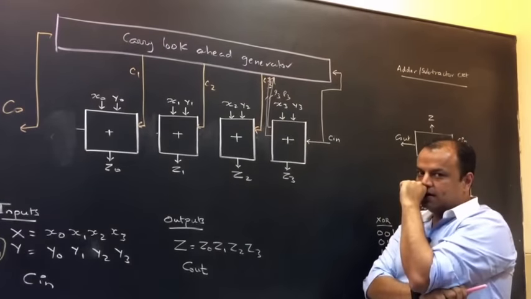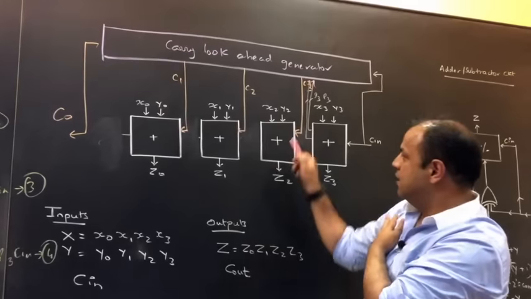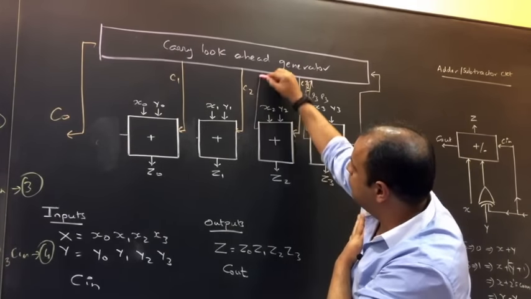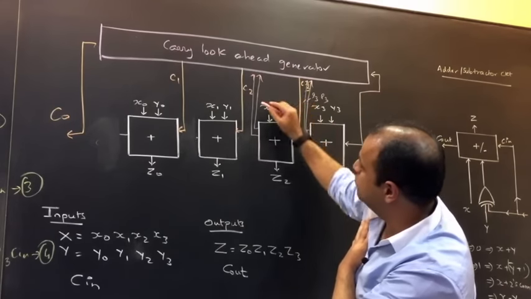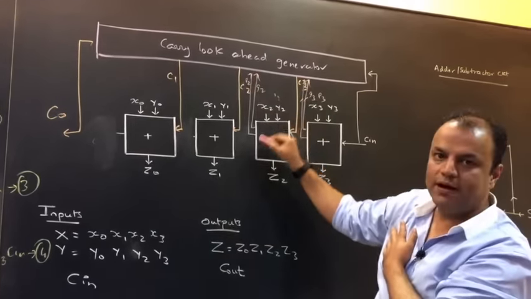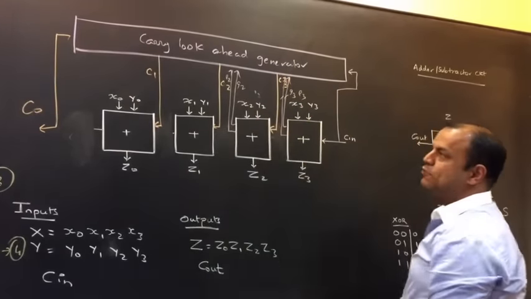Are you so far clear? Are you clear really? Come on, do it again. Tell me. This circuit using X2, Y2 can produce what? Come on, tell me. I want to hear. It can produce G2 and P2. G2 is X2 and Y2, P2 is X2 or Y2. So using X2, Y2, it can produce P2 and G2.